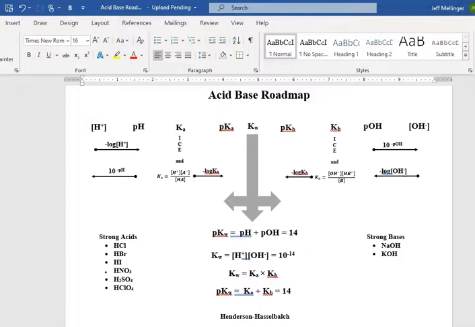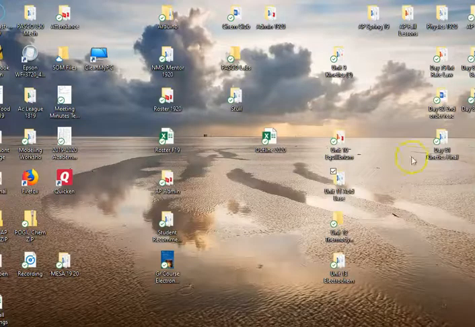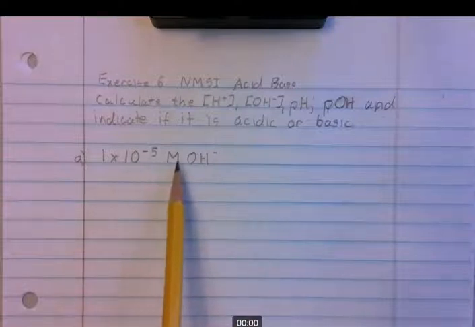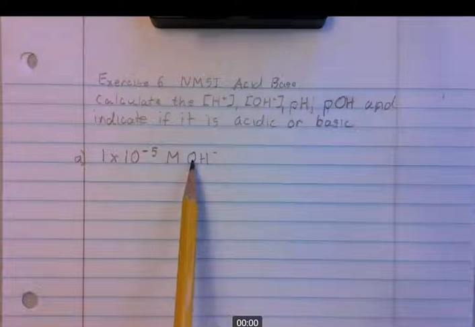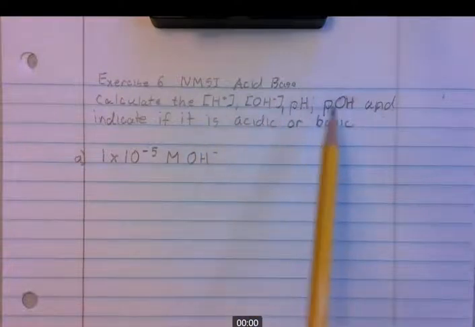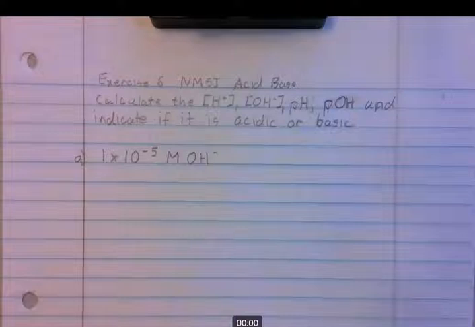So the question is asking us, for 1.10 times 10 to the minus 5 molar OH, so that's hydroxide, to calculate the H+, the OH, you already have that, the pH and the pOH. All right, so there's several different paths you can do this, but let's go ahead and do it directly from the concentration of OH to the concentration of H+.